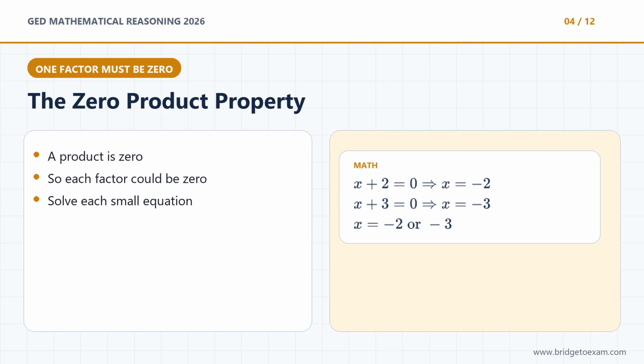Here's the key idea. If two things multiply to 0, then at least one of them must be 0. So we set each factor equal to 0. X plus 2 equals 0 gives x equals -2. X plus 3 equals 0 gives x equals -3. The two solutions are -2 and -3.